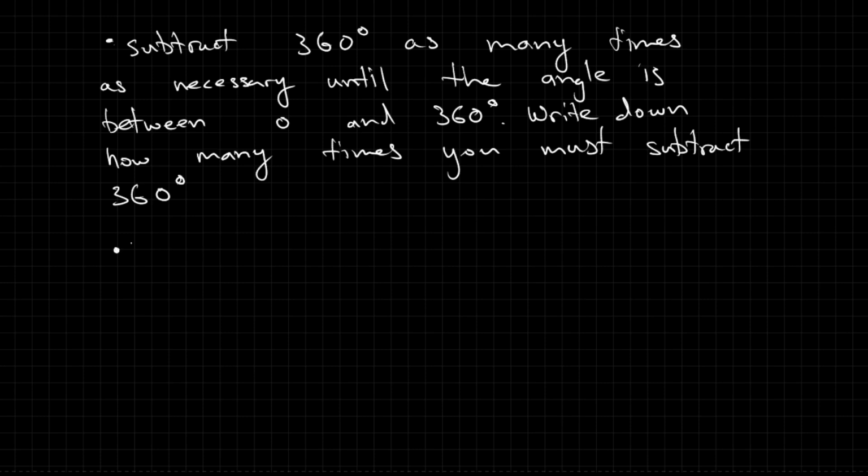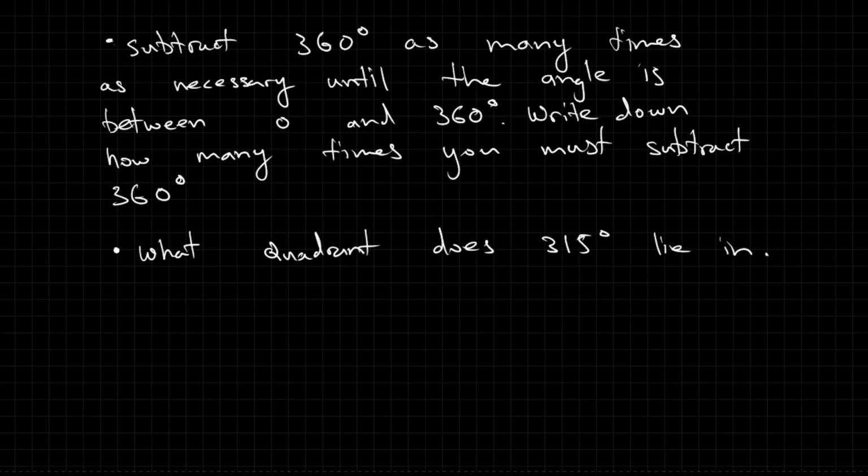For part A, we can start with the third step, which is simply asking ourselves what quadrant does 315 degrees lie in? If it's between 0 and 90 degrees, we know it's in the first quadrant. If it's between 90 and 180 degrees, it's in the second quadrant. If it's between 180 and 270, it's in the third. And if it's between 270 and 360, it's in the fourth.